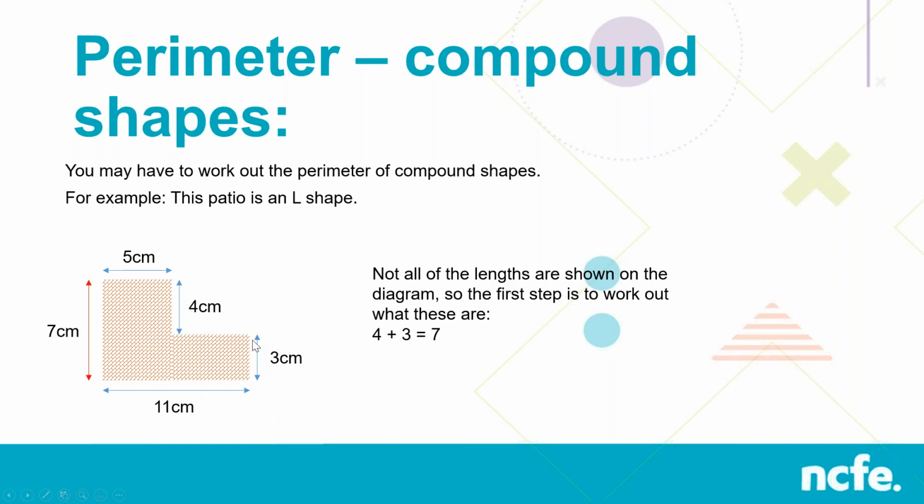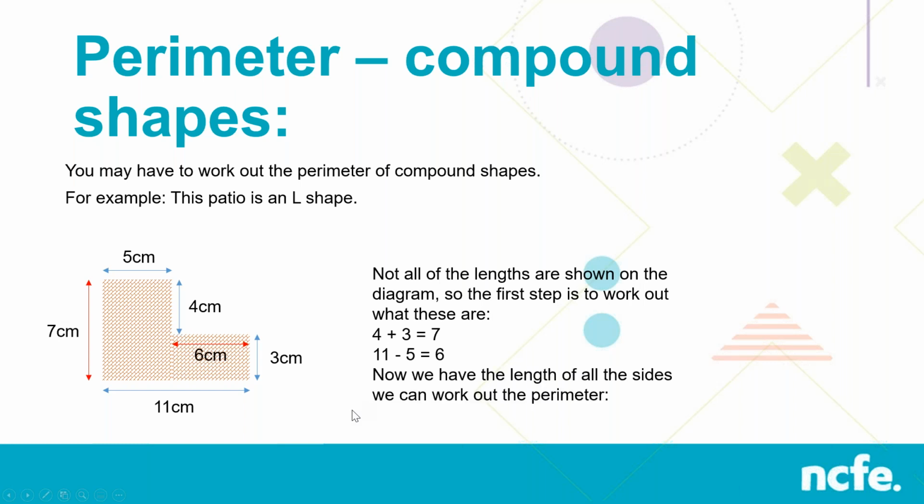So here we can see that 3 centimetres plus 4 centimetres gives us our 7 centimetres. And we can see that 11 centimetres take away 5 centimetres gives us 6 centimetres. And then it's simply a case of adding up all of the sides. So 11 plus 3 plus 6 plus 4 plus 5 plus 7 equals 36 centimetres.